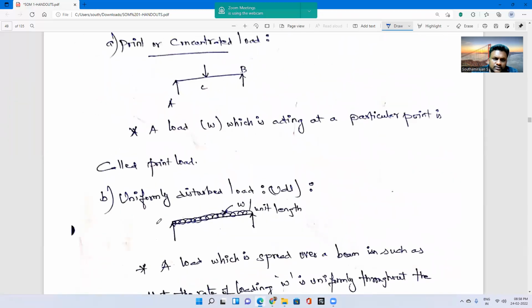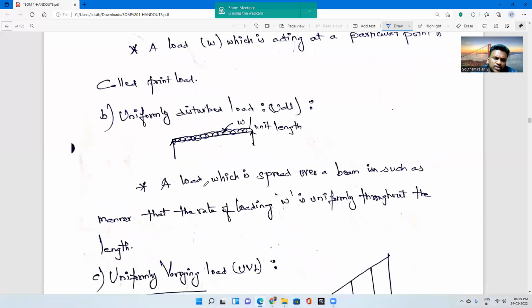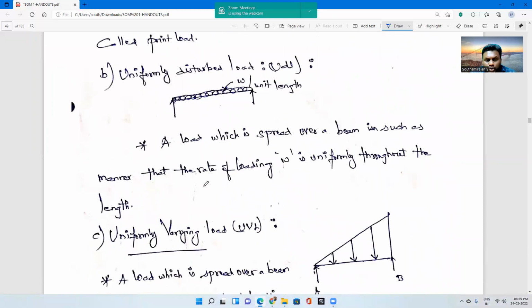So this will be the point load. The load is applied at one point, that is, a load acting at a particular point or concentrated location. That will be represented as a point load or concentrated load. Next will be the uniformly distributed load. A uniformly distributed load is a load distributed over a certain span of length, or it may be for the full span of length.